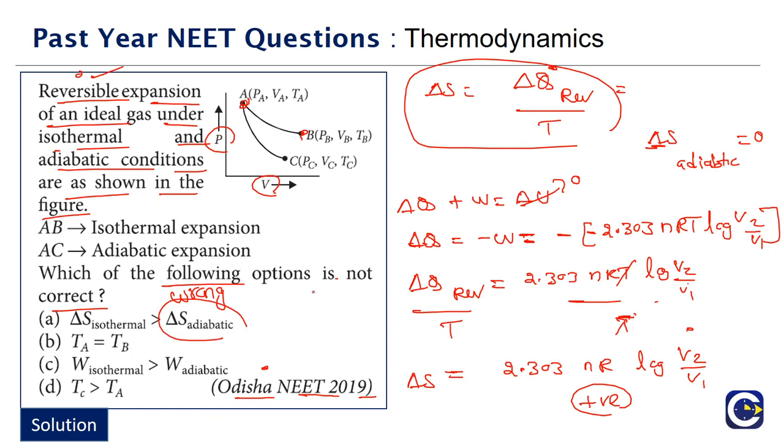Delta S for the reversible adiabatic is 0. Since it is a reversible isothermal expansion, the delta S will be positive. So this is the correct one. And option B is saying TA is equal to TB. See, AB is isothermal, right? Means the temperature here must be equal. So TA must be equal to TB because it is isothermal.